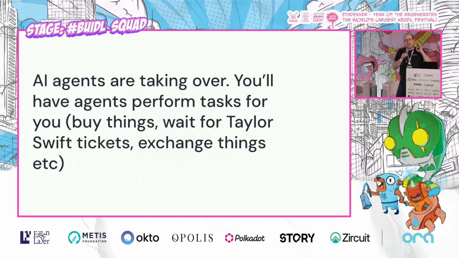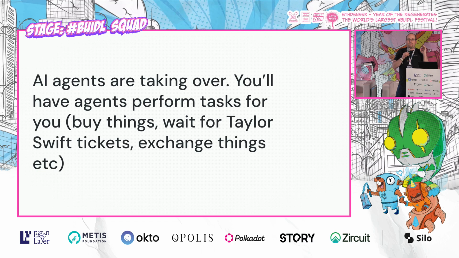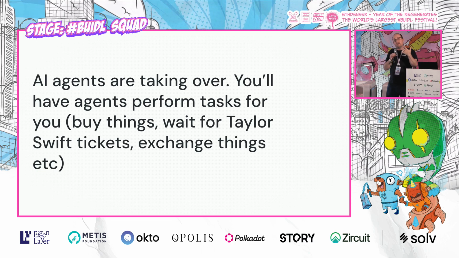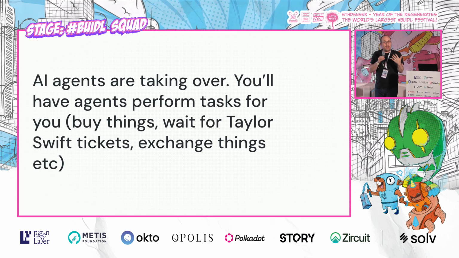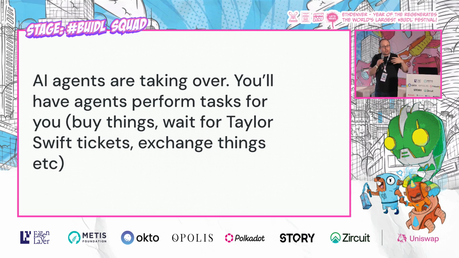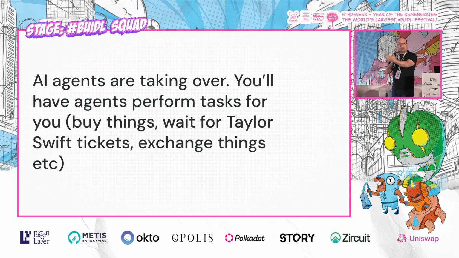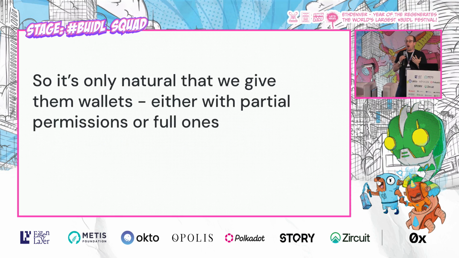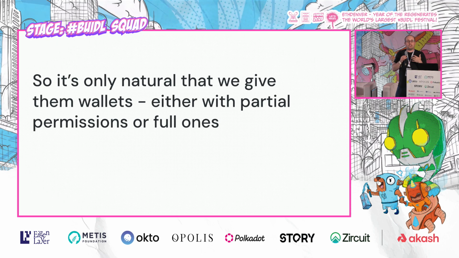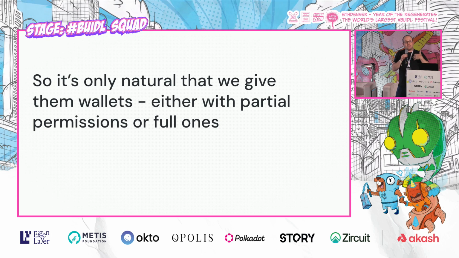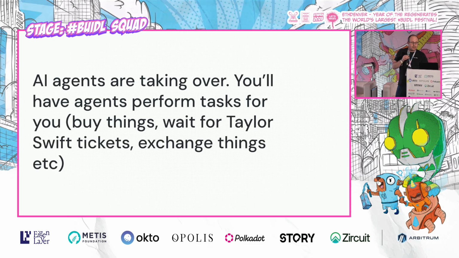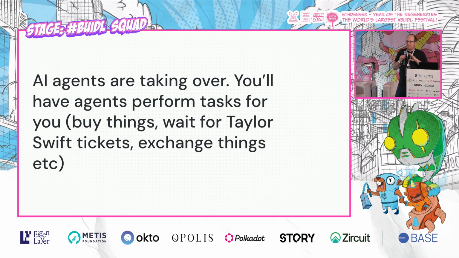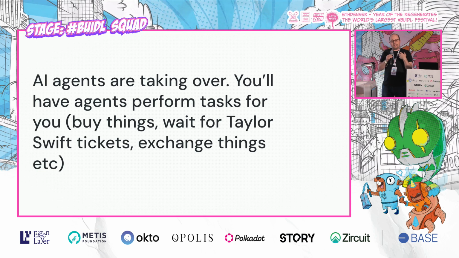So AI agents have pretty much taken over the conversation, right? The idea would be that over time, we become more lazy and we get AI agents to do some of the work for us. Book a trip, buy stock, or do things we haven't thought about, right? And it's very natural that we give them wallets. It makes sense that they don't just have access to information, but they can actually take action.